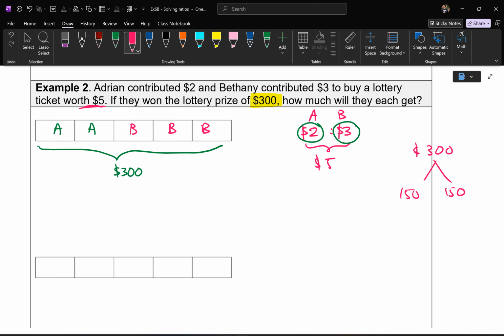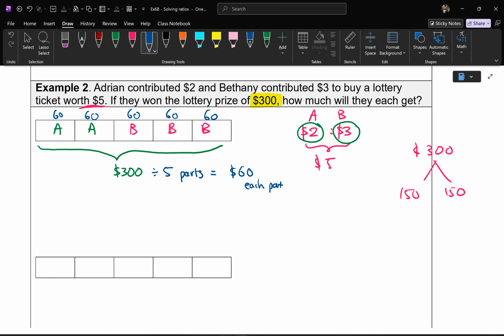So the logic is 300 divided by the number of parts. Now I've got 5 parts, so 300 divided by 5 gives you 60. So what that means is, so I'm going to write here, 300 divided by 5 parts means that each part is $60. So that means this is 60, this is 60, this is 60, this is 60, this is 60.